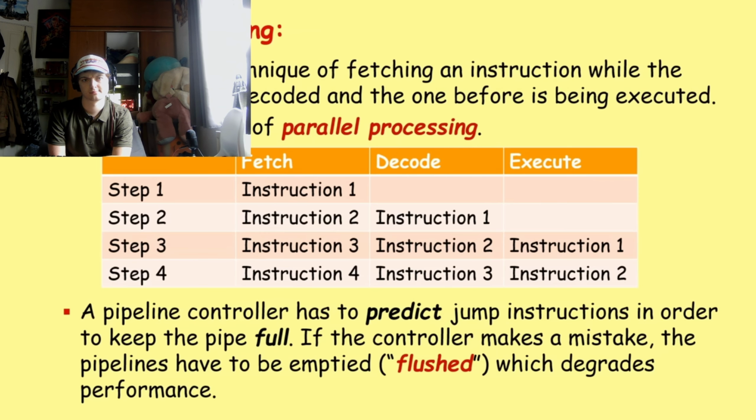A pipeline controller has to predict jump instructions in order to keep the pipeline full. If the controller makes a mistake, the pipelines have to be emptied or flushed, which degrades performance.